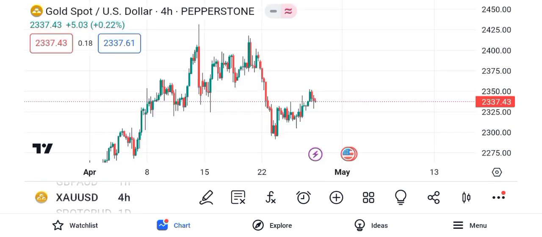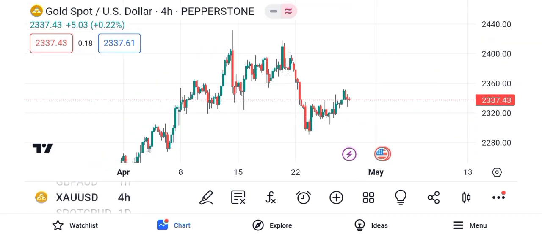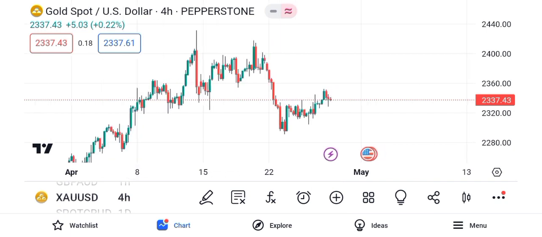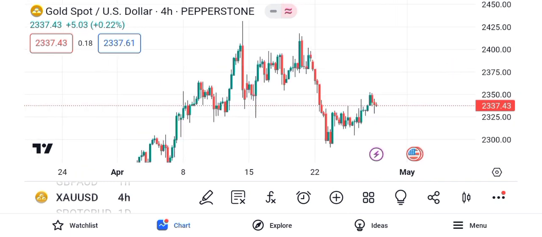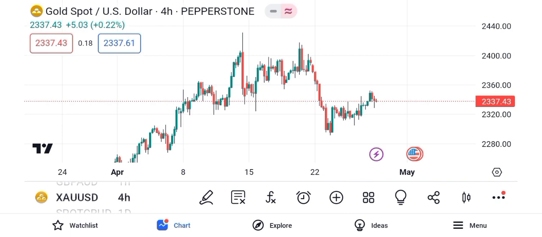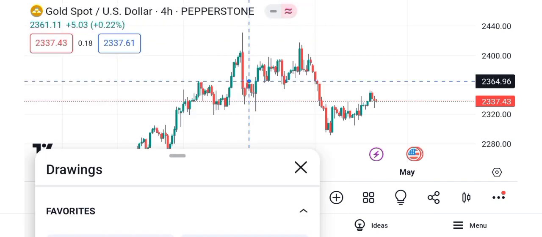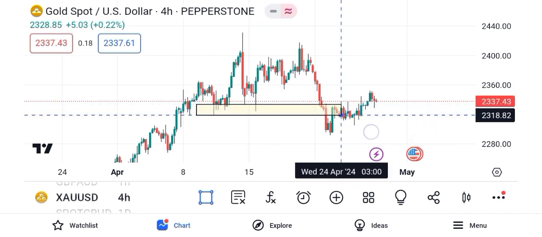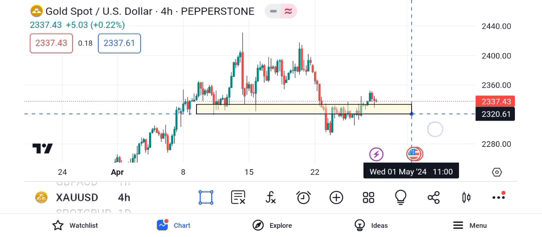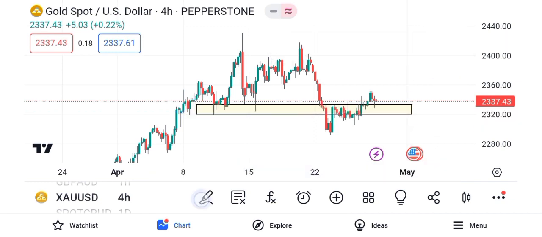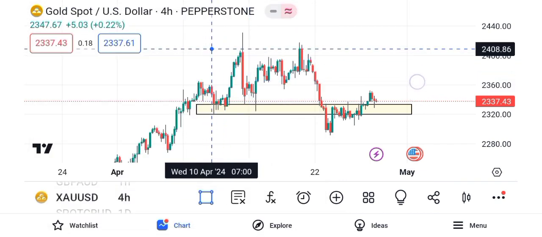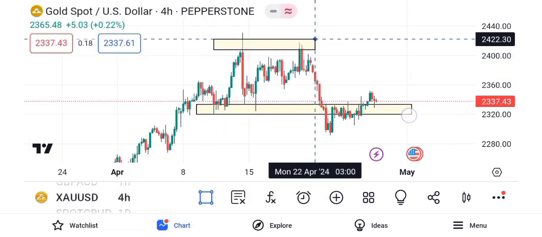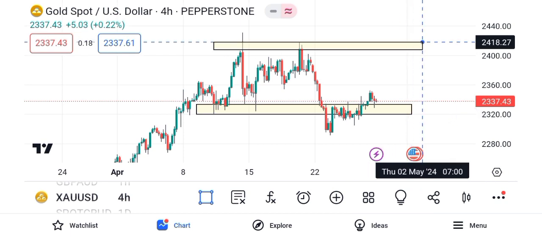Let's take a look at our last pair, which is the almighty gold. So we analyze gold now. The current trend of gold is a bearish one, or a downtrend. Since it is a downtrend, we'll be looking for selling opportunities in the market. And we have this beautiful key zone here on gold. A beautiful one here. And we also have another key zone here on gold. We also have another one here.